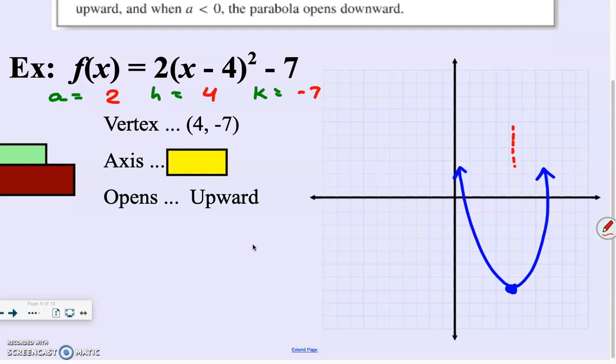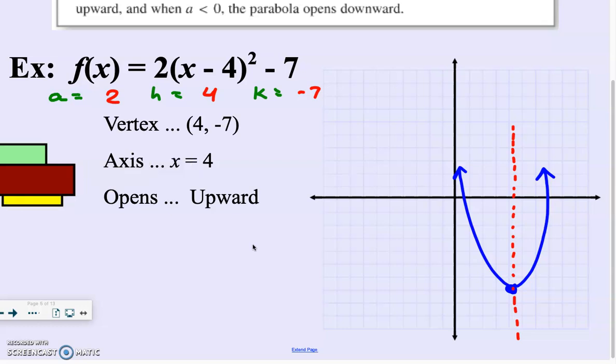Okay, the last thing that we're supposed to identify is the axis of symmetry, which again is going to be that vertical line that goes through my vertex. So where is that axis located, please? Okay, so close. I agree with the 4, but we need to make an equation out of this. It's going to be x equals 4, again, because it's that vertical line.